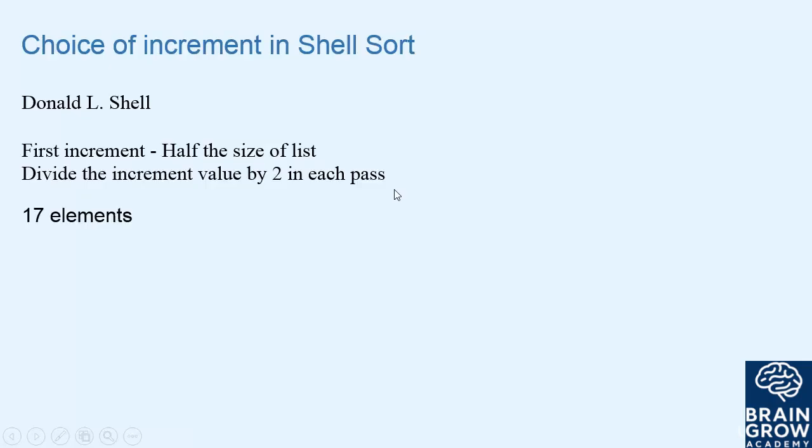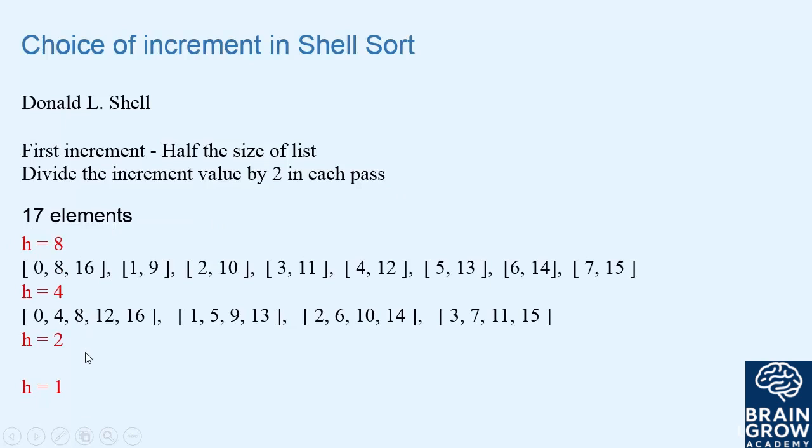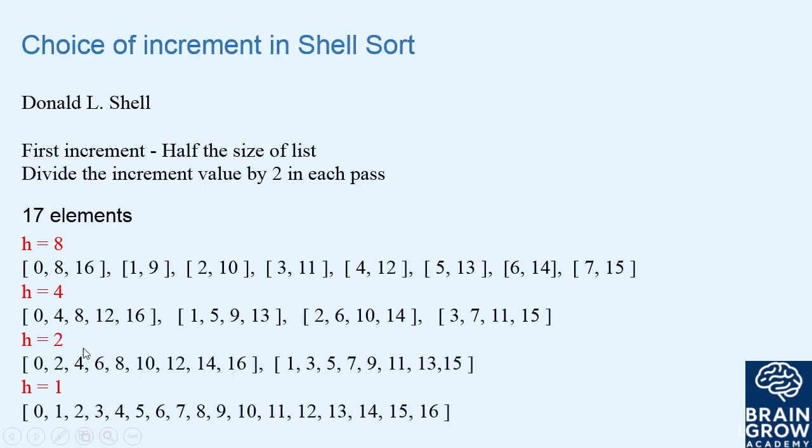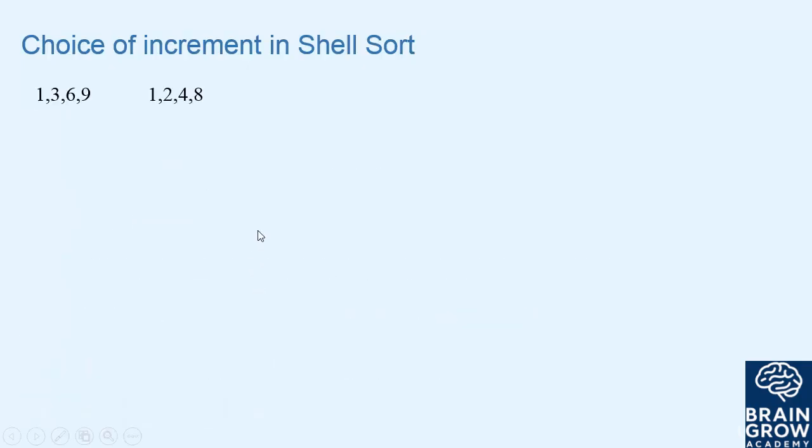So if we have 17 elements, then the values of increments would be this. We'll have 4 passes and the sublists formed would be this. These are the subscripts of the elements. So we can see that in this case, the elements at odd positions and the elements at even positions are not compared until the last pass. They are compared only in the last pass. So this choice of increments is not a good one.